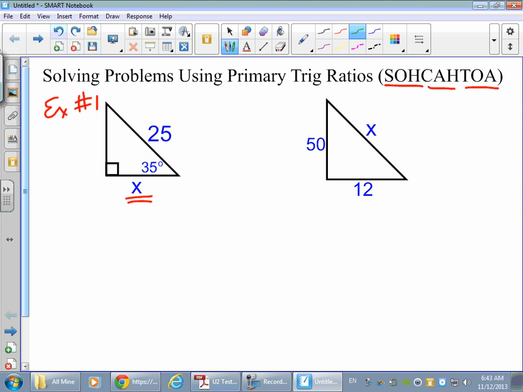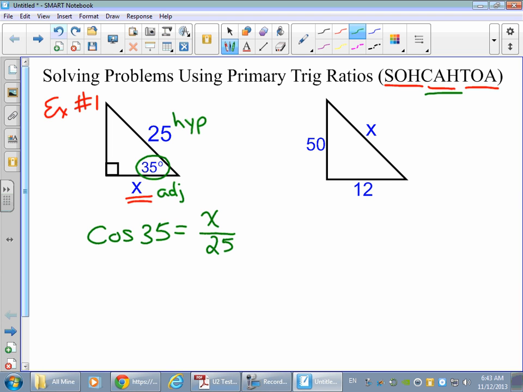So let's go through. When I'm looking at this, I see 35 as my starting point, and so I'm going to do some sort of ratio with the 35. The x that I want to know, that I need to include because I'm trying to find it, is my adjacent. The 25 that I do know is my hypotenuse, and so pretty straightforwardly, cos of 35 is my adjacent over my hypotenuse.